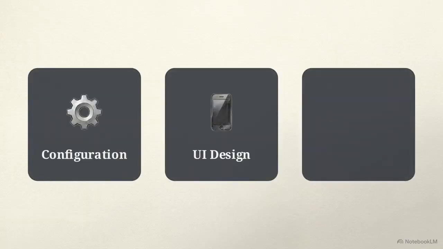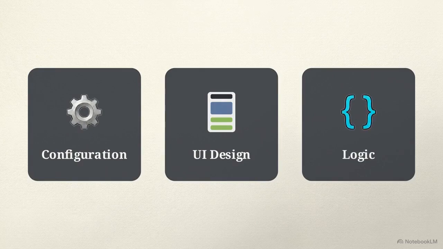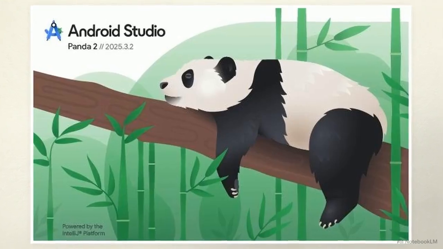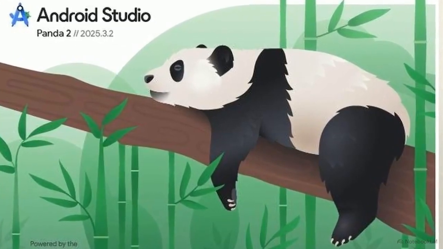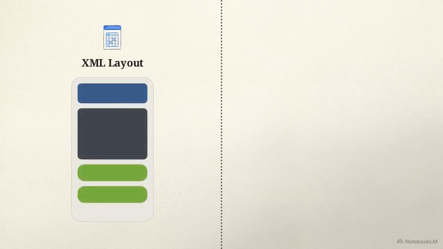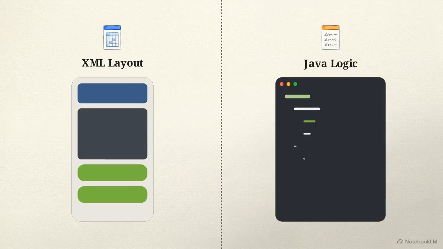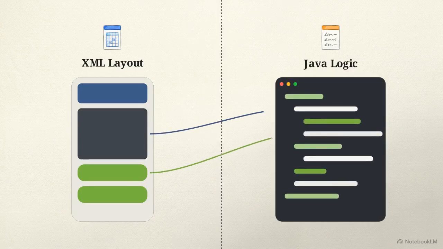We'll start by configuring a new project, design the user interface, and finally write the logic that makes these buttons interactive. To follow along, you only need one thing ready to go: have Android Studio installed and opened on your machine. Every Android app relies on a core divide. Visual layout files dictate what the app looks like, and back-end logic files dictate how the app behaves. Understanding how to connect these two halves is the foundation of all Android development.